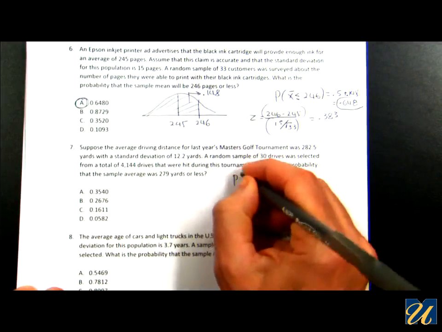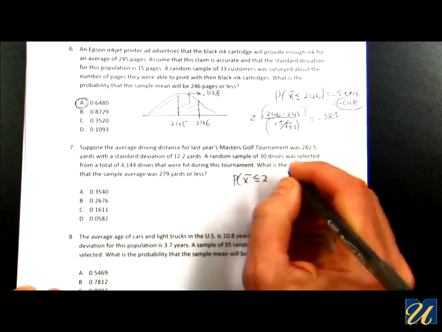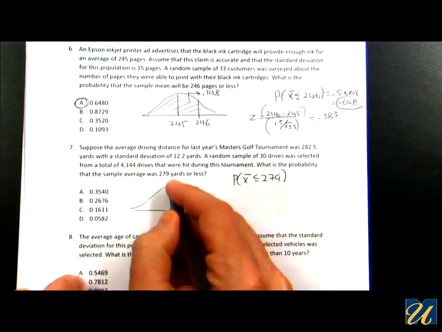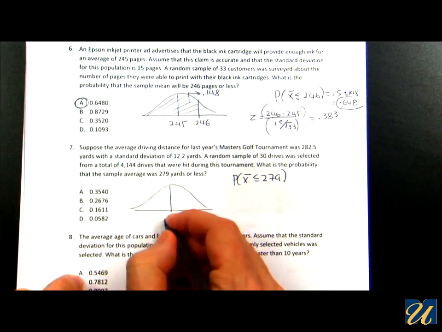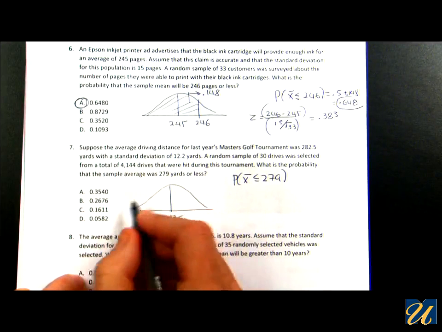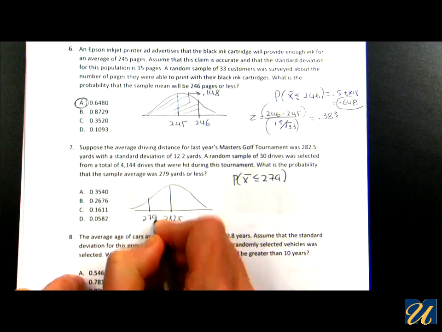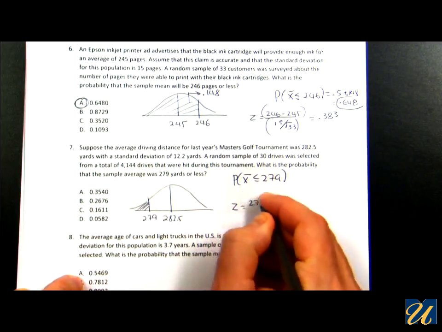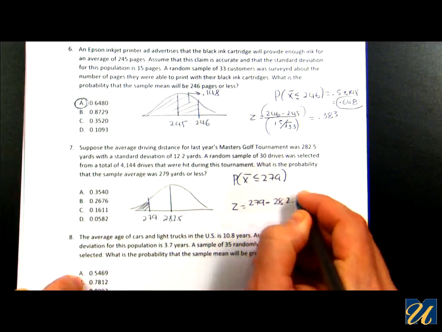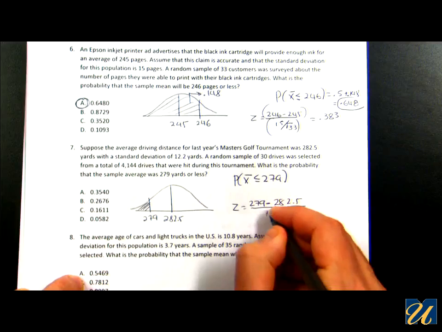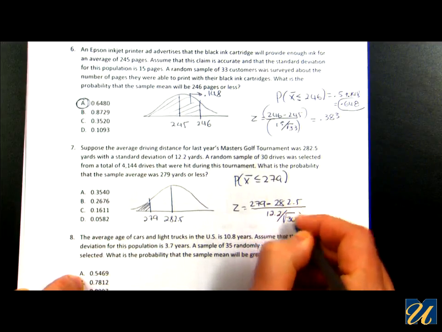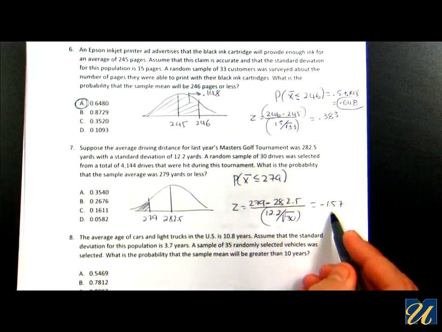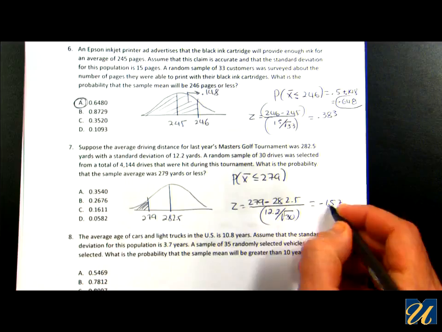So I'm looking for the probability of x bar to be less than or equal to 279. Mu x bar is 282.5. 279 is to the left of the mean. Less than that, I'm looking for a left tail. Z-score: 279 minus 282.5 over 12.2 divided by square root of 30. So this will give us a negative 1.57. We look up the absolute value from our table of 1.57.